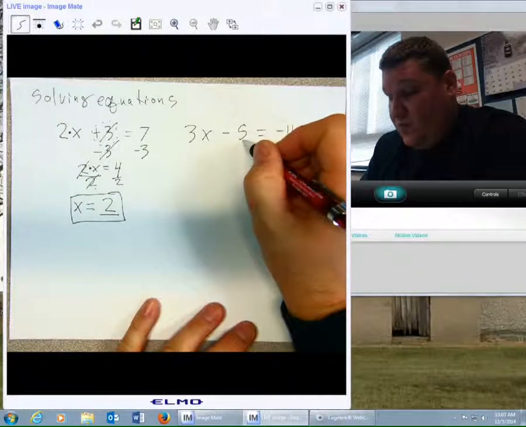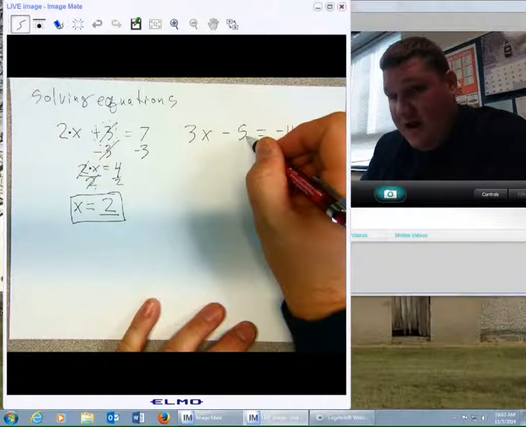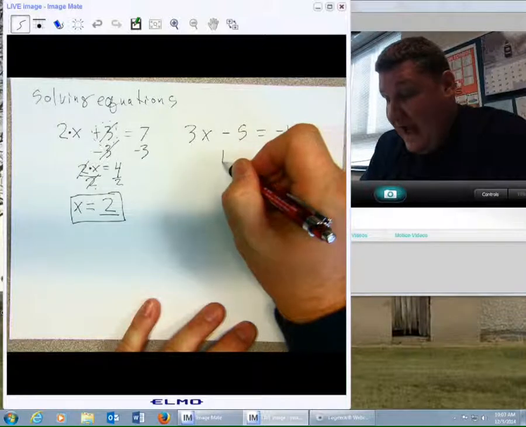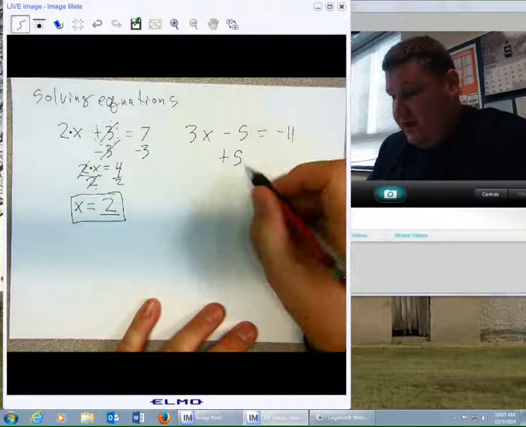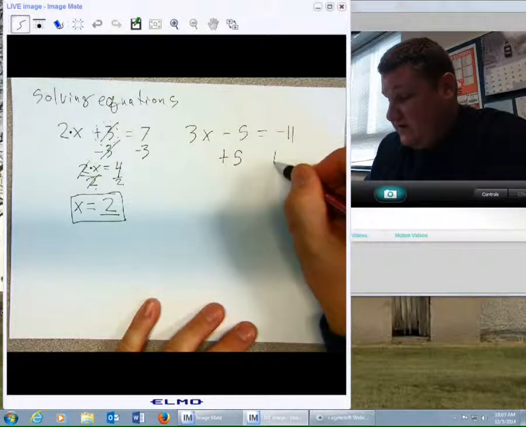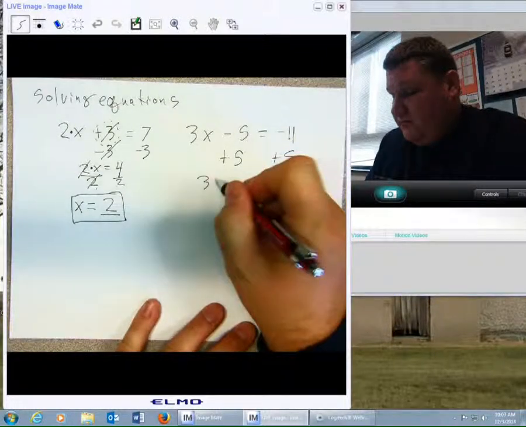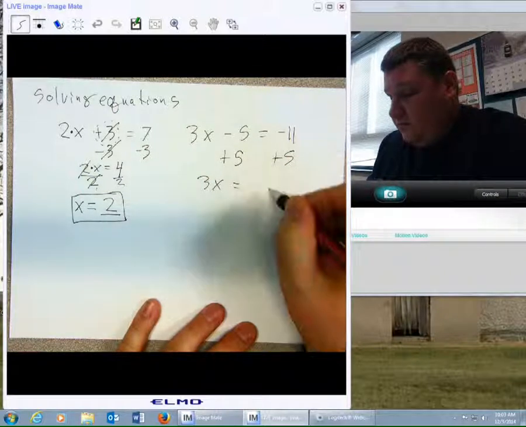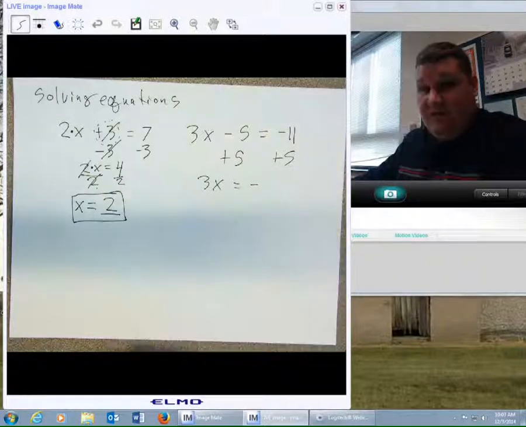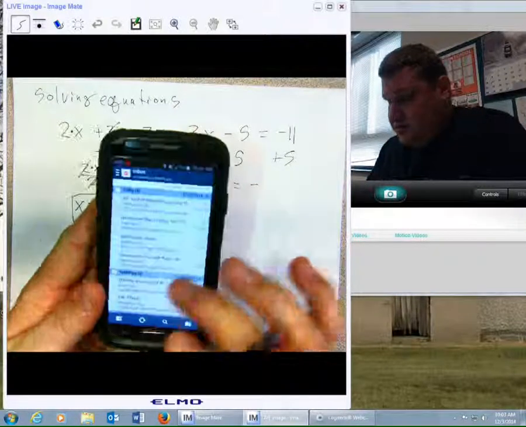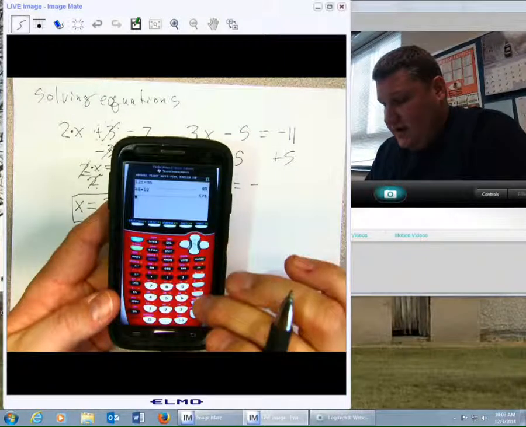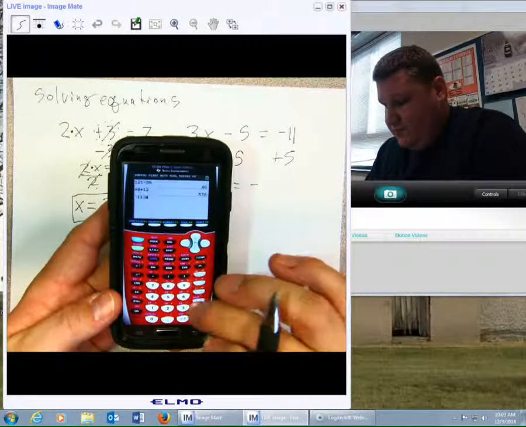Now, what do you do to get rid of the 5? Add, subtract, multiply, or divide? Well, you would add to get rid of the 5. But if I do it to one side, I must do it to the other side. Okay, so I have 3x equals negative 11 plus 5. I'm not entirely sure, so here's what I'm going to do. I'm going to go to my calculator, and I'm going to say negative 11 plus 5.